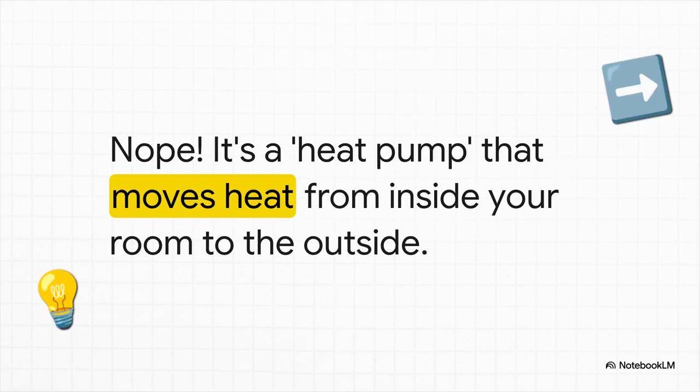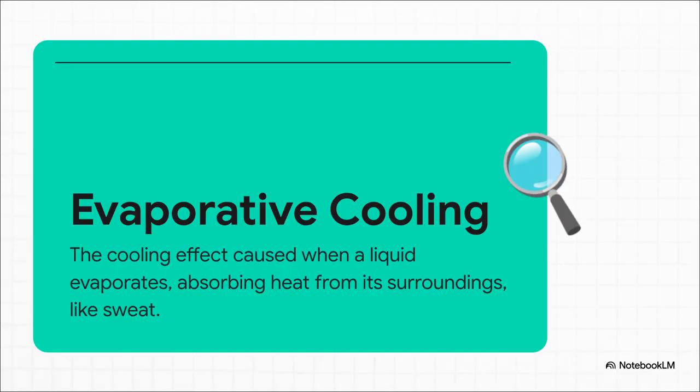It's kind of wild, but an AC doesn't make cold at all. A better way to think about it, it's a heat pump. Or, even better, it's a heat thief. Its whole job is to run a little heist, steal the heat from inside your room, and then dump it outside where you don't care about it. Seriously, if you get this one idea, that we're moving heat, not making cold, you've basically unlocked the secret to the whole system. Okay, so how does it pull off this heat heist?